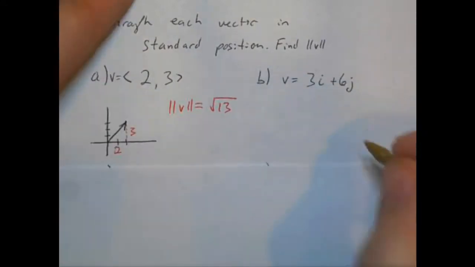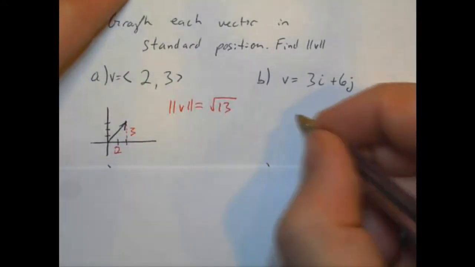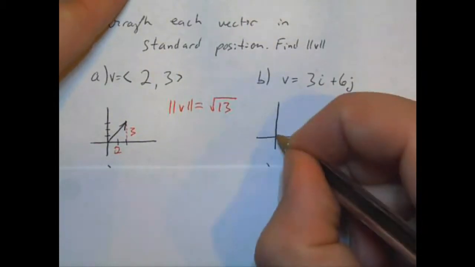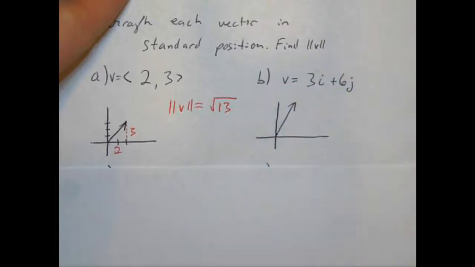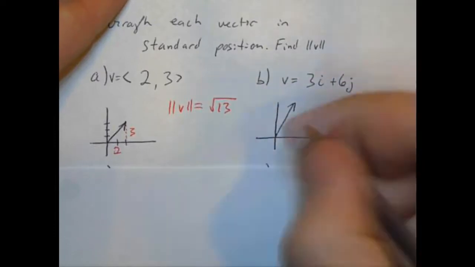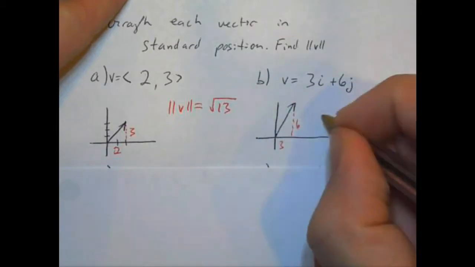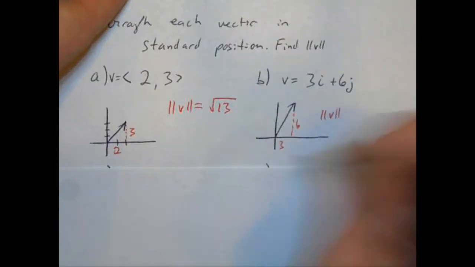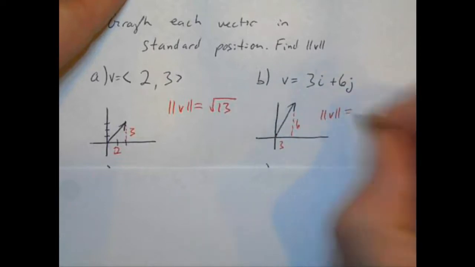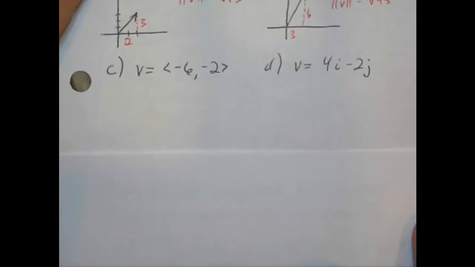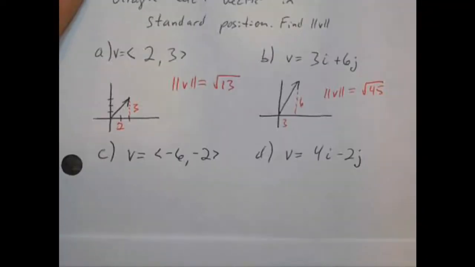Looking at another. This is in standard form. So I'll graph it where it is, over 3, up 6. So over 3, up 6 is somewhere about right there. So that I knew I went over 3, up 6. So to find the magnitude, 3 squared is 9, plus 36 is 45. So I have the square root of 45. Happy day.